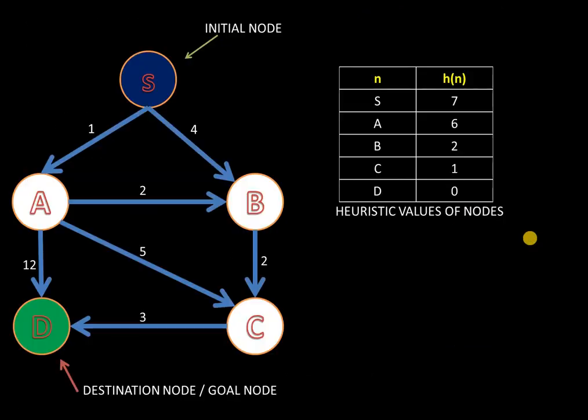So we are starting from S. First of all we have to check the different paths starting from S. That means S to A and S to B, the direct paths. The first two paths that we are going to check are S to A and S to B. Then we'll find the f of n values for both paths, and we will pick the path having the least value of f of n. So we'll see how it has been done.